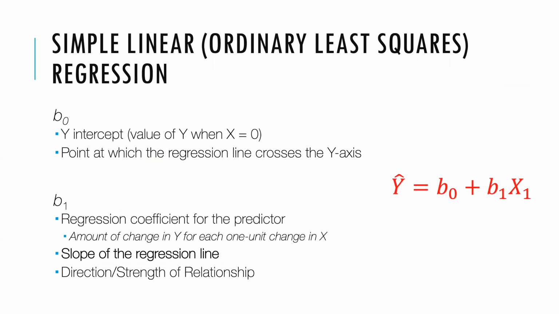All right, back to this simple linear regression model. We know that B sub 0 is the y-intercept, the point at which the regression line crosses the y-axis. B1 is the slope for that x value, x1, is the regression coefficient, the amount of change in y for each 1 unit change in x. It also represents the direction and strength of that relationship between x and y.